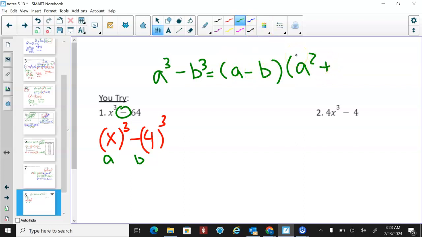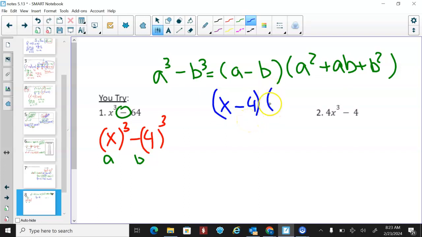So now a plus ab plus always b squared. Okay, so we're going to plug it in. So that's going to be x minus 4. And then here we're going to have a squared, so it's going to be x squared plus a times b, so that's 4x, 4 times x. And then plus b squared, which is 4 squared, which is 16. So that is going to be your equation.